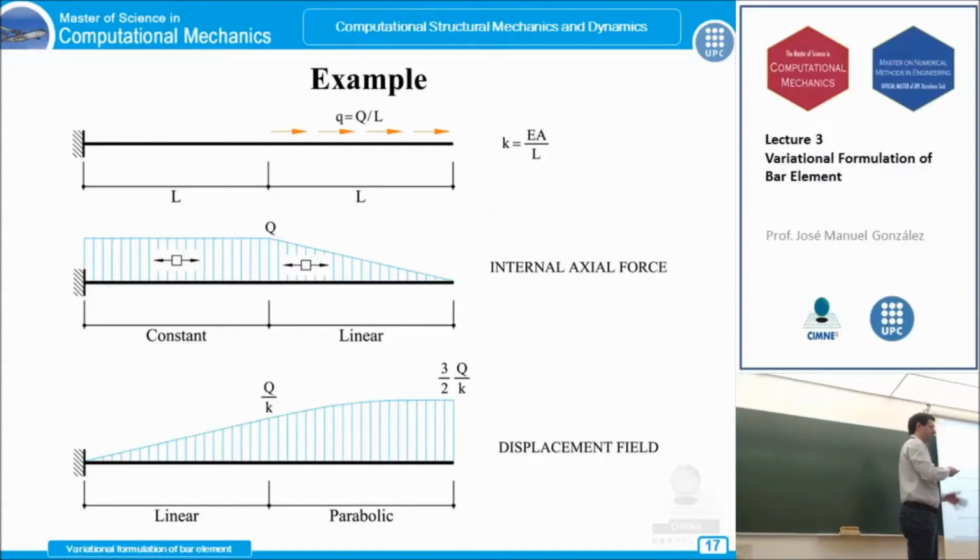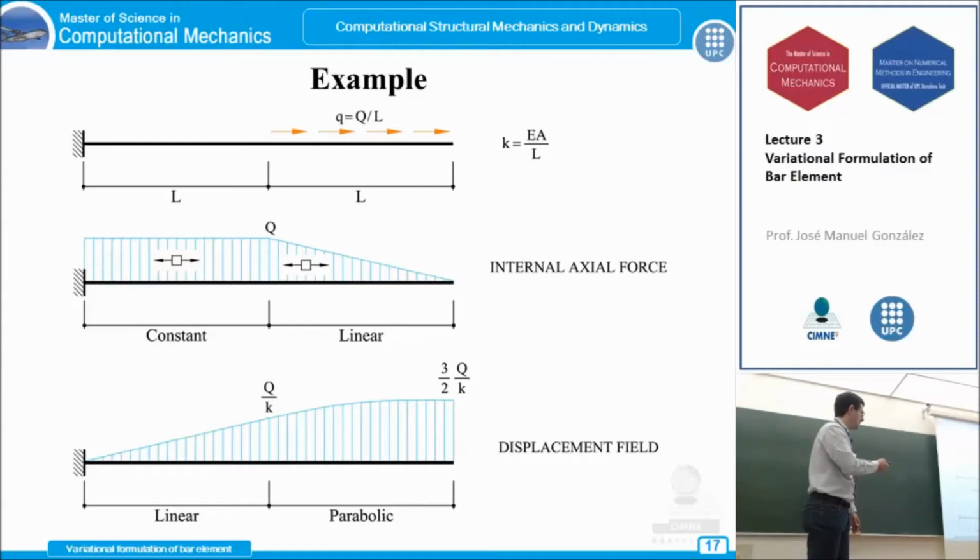If we get the continuum solution of this problem, this analytic solution will show a diagram like this. We have a constant term in the first half and a linear solution for the internal axial force in the second one. And the displacement field solution of this problem is like that. So it's linear in the first half and parabolic in the second half, with these values, Q divided by K and 3 divided by 2 times Q divided by the axial rigidity. Okay. So this is the real solution.